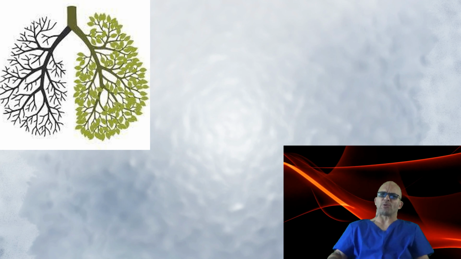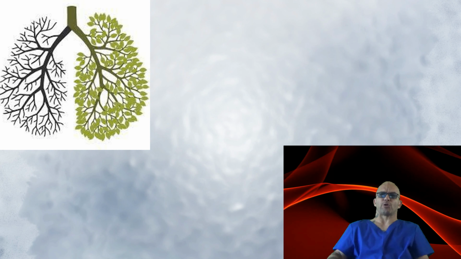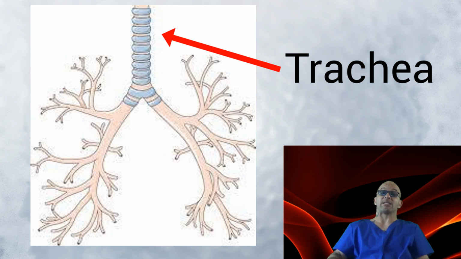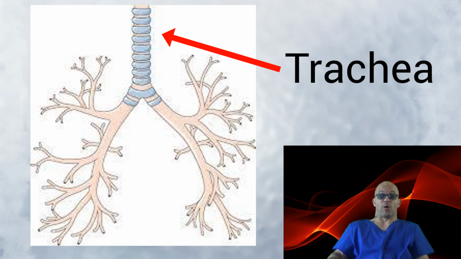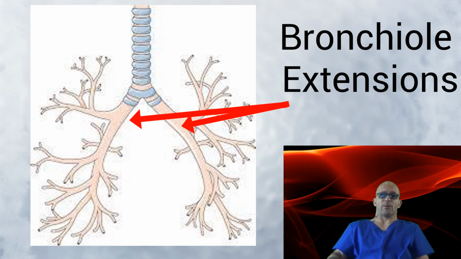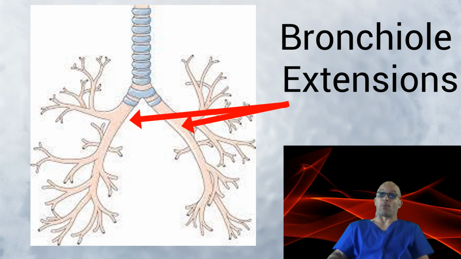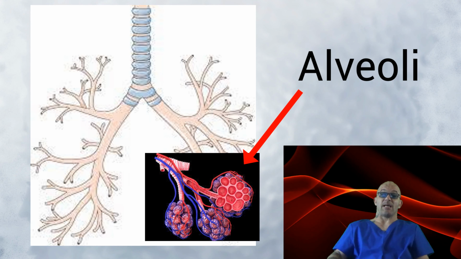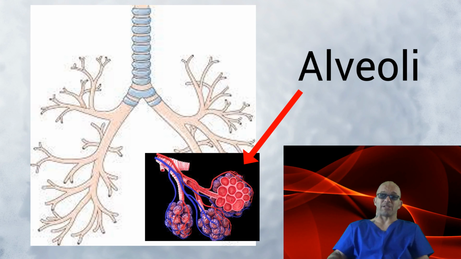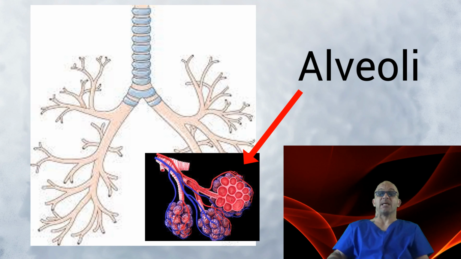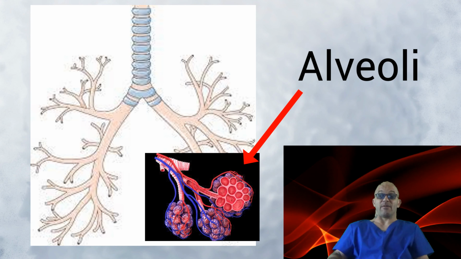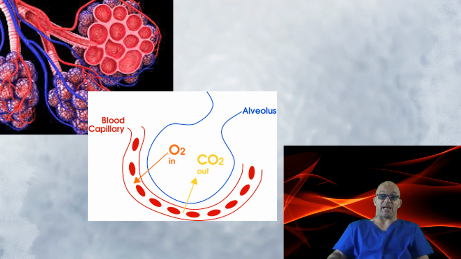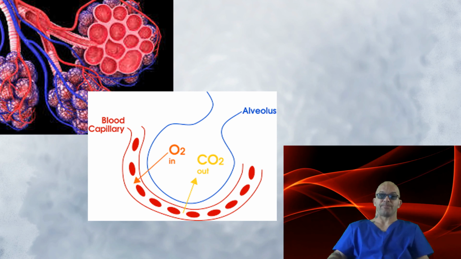Think of the respiratory system as an upside-down tree, starting with the trachea, also known as the windpipe, as the trunk of the tree, and the bronchial extensions as branches of the tree, which ends with the tiny microscopic grape-like structures at the ends, and these are known as alveoli. This is where the gas exchange takes place.